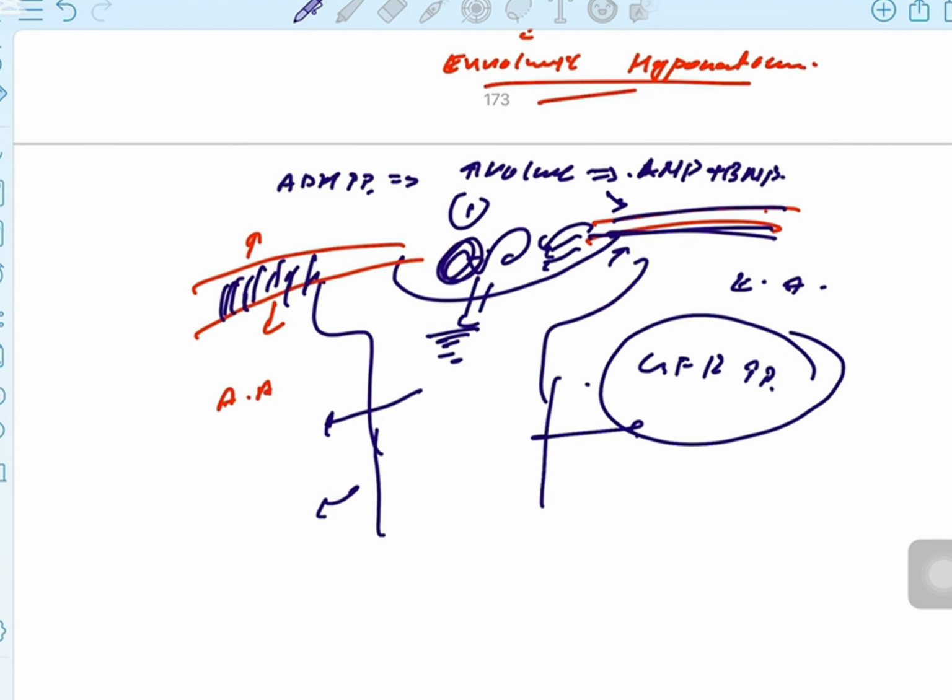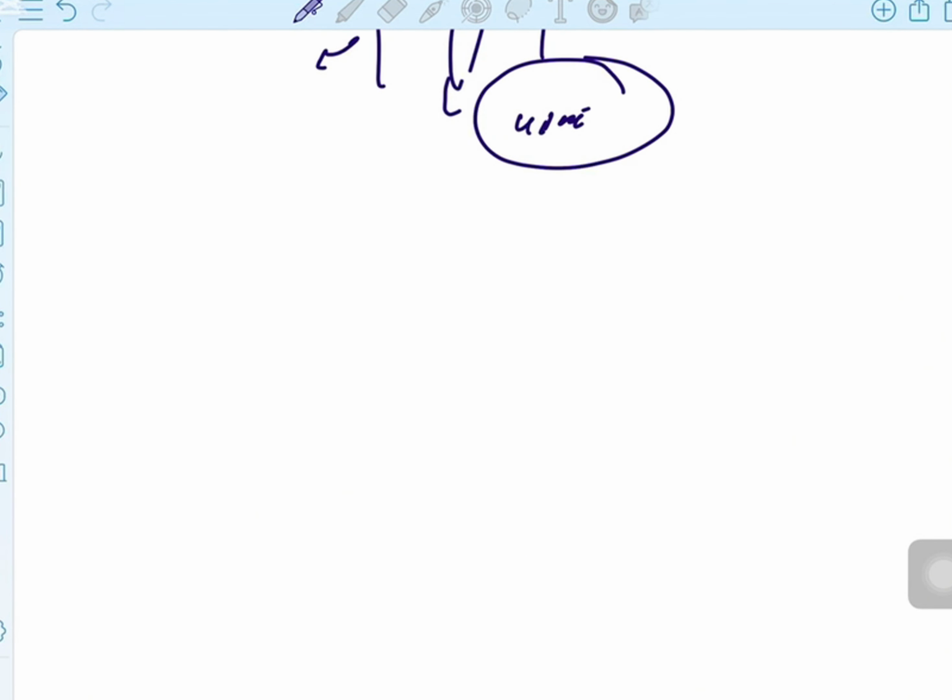But ANP and BNP also inhibit the reabsorption of the fluid from the kidney tubules. When the reabsorption is inhibited, what will happen? All this fluid will go where? It will go into the urine. When the fluid goes into the urine, the volume which was high now decreases and goes back to the normal condition. When the fluid is in the normal condition, this is known as euvolemic.